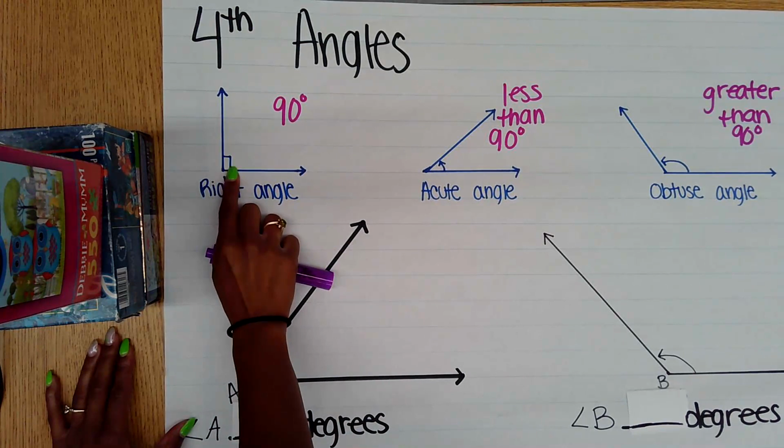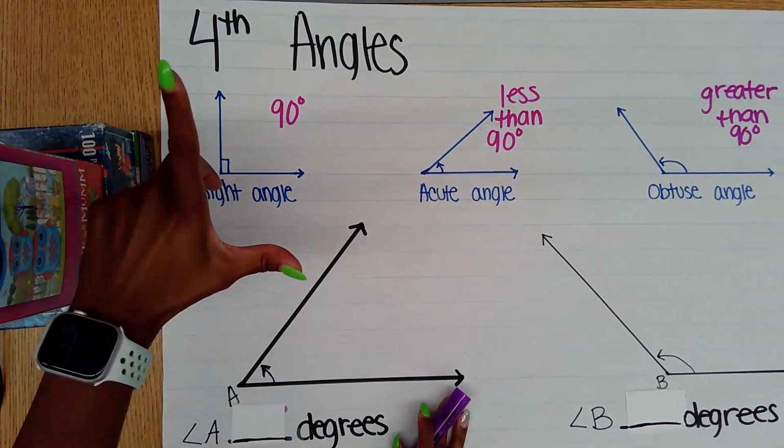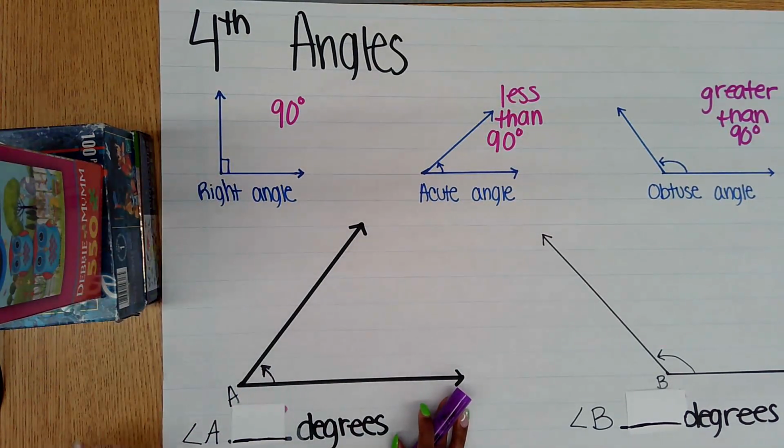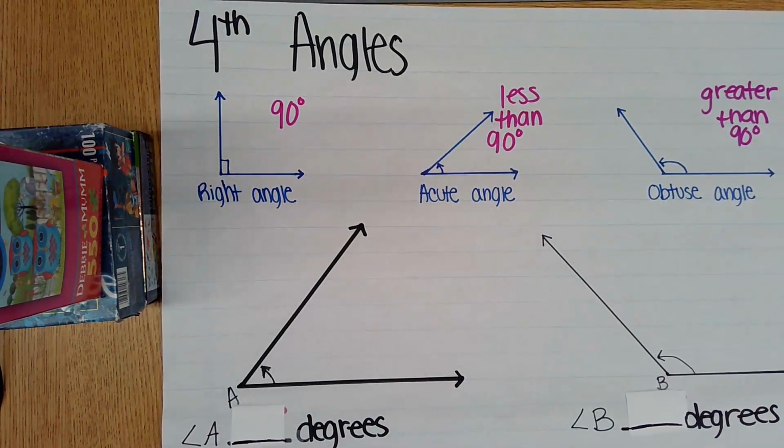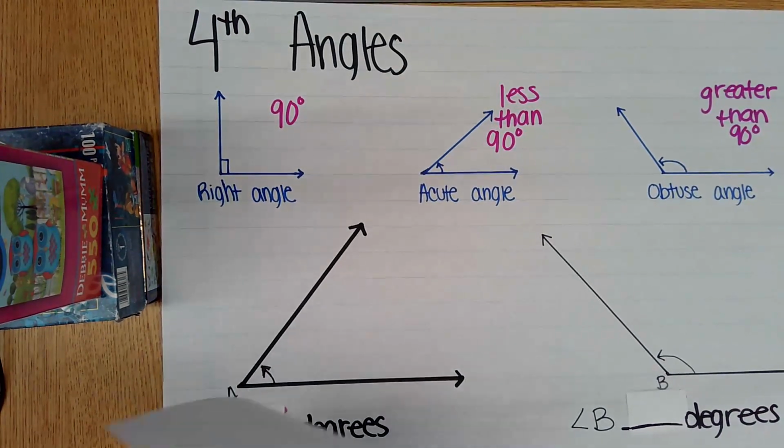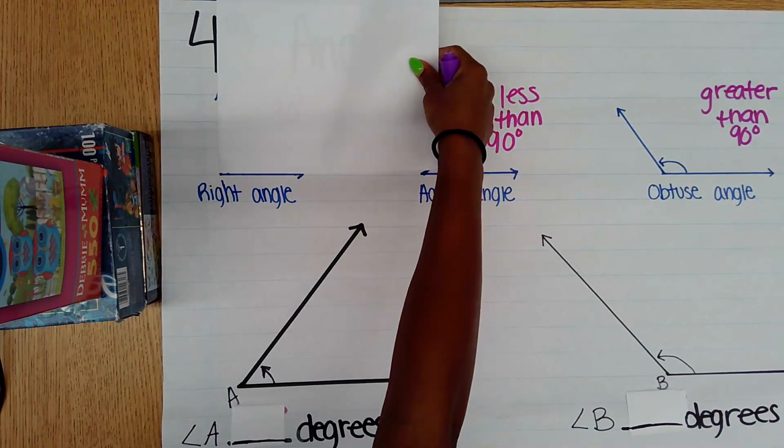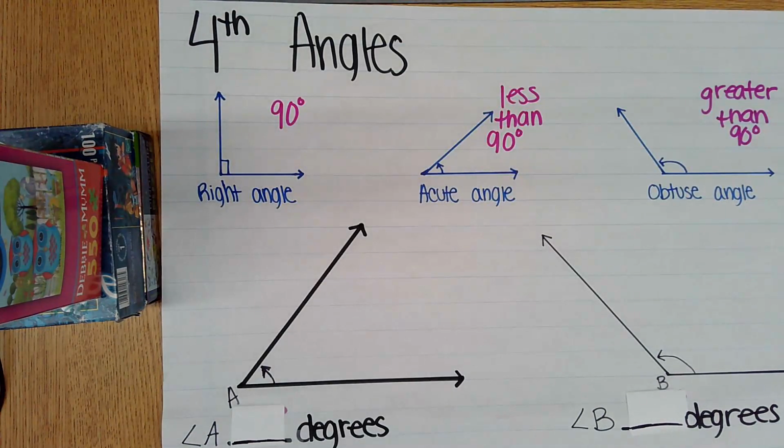Any right angle will have a little square. They can always hold up an L, or they can take another piece of paper and just hold it up to that angle. And if it matches the corner, we know it is exactly 90 degrees.